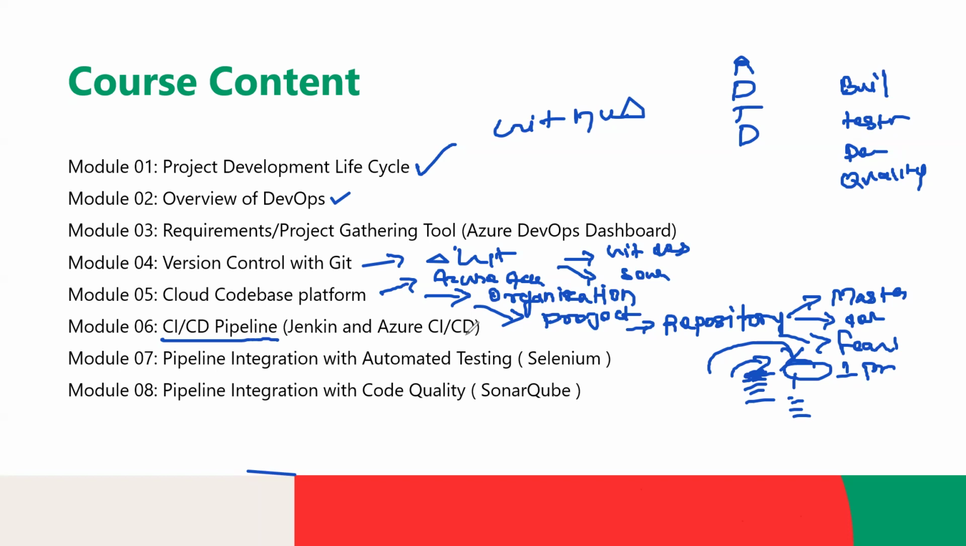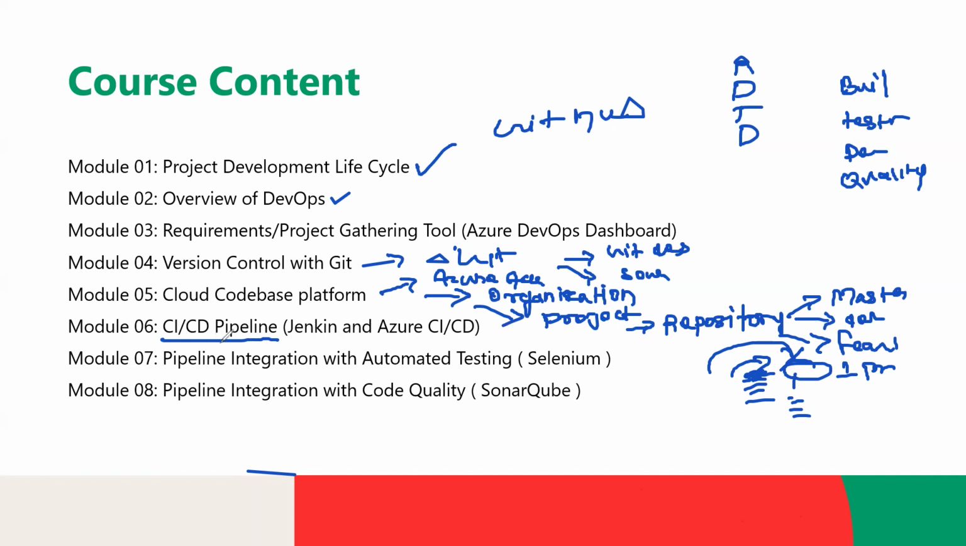There are other pipelines in the market, like Bitbucket also provides one, and I'm not 100% sure, but I have heard about Bamboo or something. So there are other pipelines in the market, but we will focus on these two, and other pipelines will also be very similar to Jenkins and Azure CI/CD. Here you need to understand the concept and how this works.